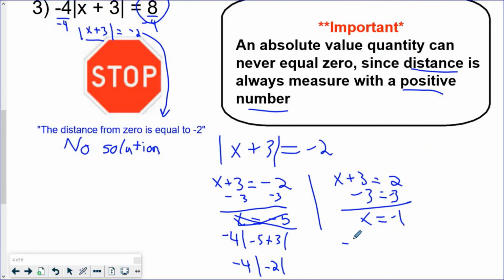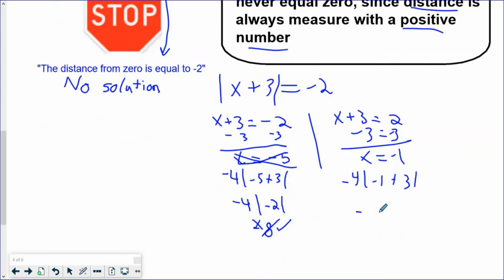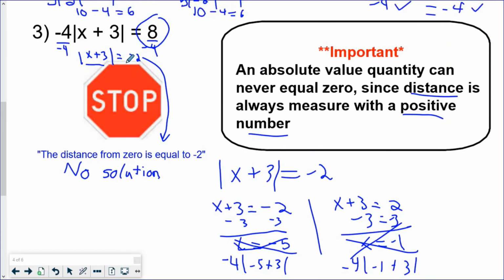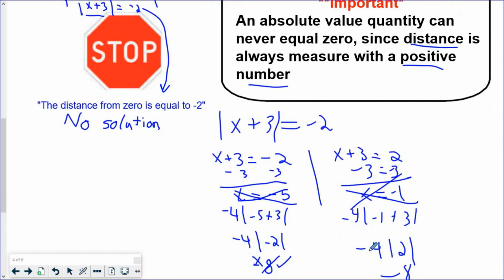If I put in -4 times the absolute value of -1 plus 3, I get a similar situation. I end up getting -4 times the absolute value of 2, which is again -8, and for the same reason, it does not work. So there is no solution even when you solve it. You would have saved yourself some time by going here and realizing that the distance couldn't be negative, but it proves it to you right here.